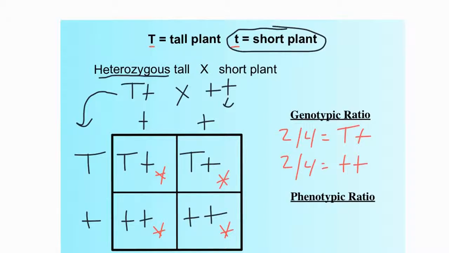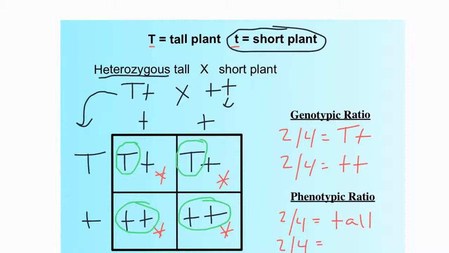Now, what's the phenotypic ratio? So these guys right here, since it has one tall allele, and this guy has one tall allele, that's all you need. Since it's dominant, all you need is one tall allele to make you a tall plant. So 2 out of 4 of these plants will be tall. And these two guys right down here, since they have 2 recessive short alleles, 2 out of 4 of these plants, on average, will be short.